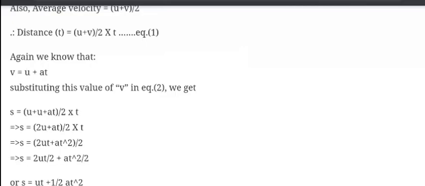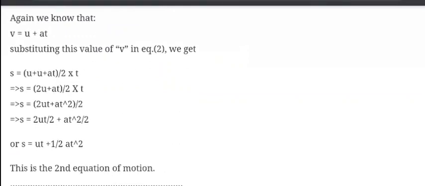Now give that 2 to both the terms which are present in the numerator. I will get 2ut by 2, 2 will cut, and half at square. So finally I will get s is equal to ut plus half at square. So here I have used the formula of distance is average velocity into time.